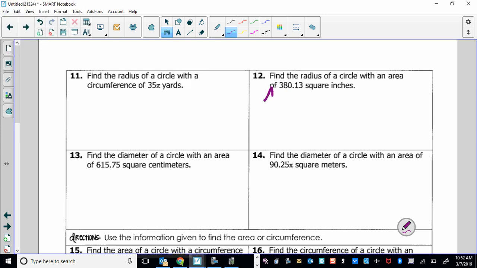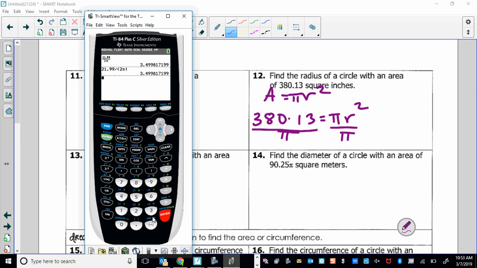It says find the radius of a circle with the area of 380.13. So I'll still write the formula, which is A equals pi r squared, right? So the area A is given to be 380.13 equals pi r squared. I want to solve for r. The first thing I'm going to do is divide both sides by pi. And then I have to take the square root of that number.